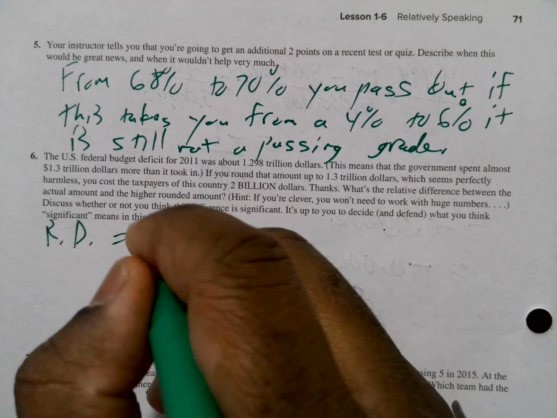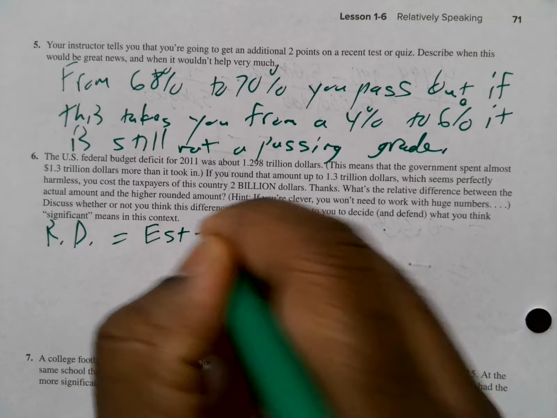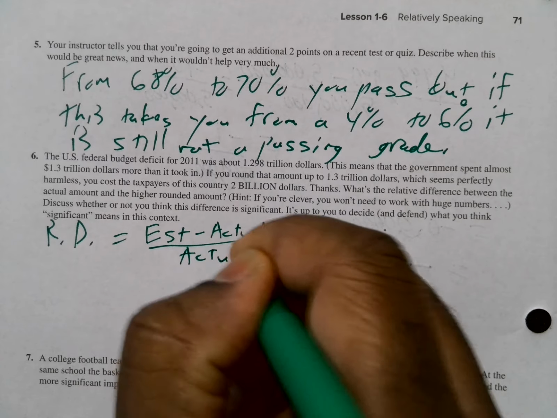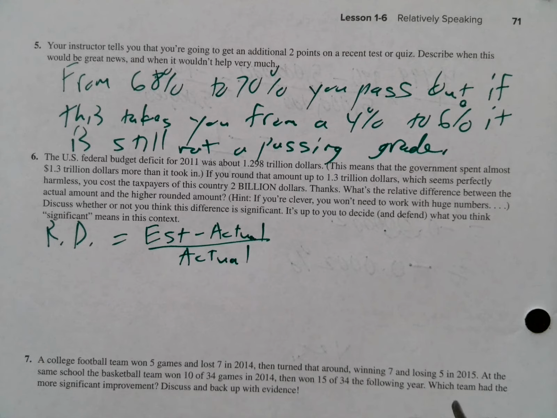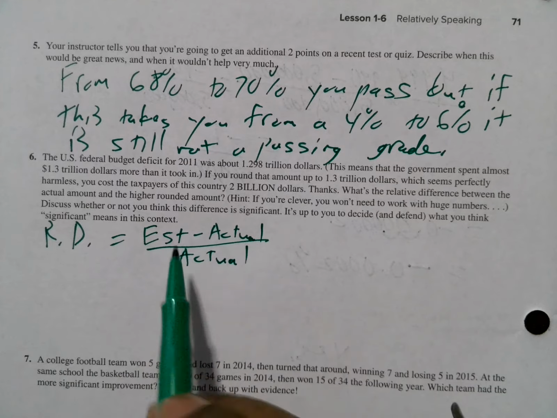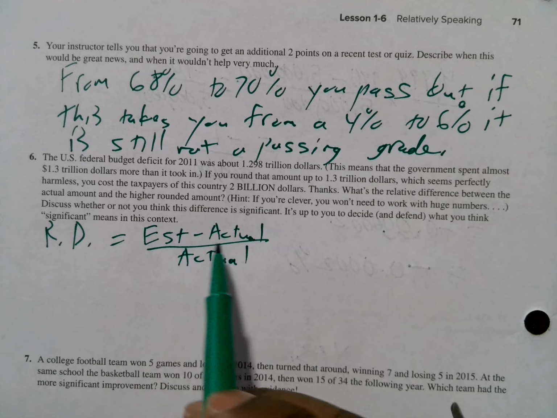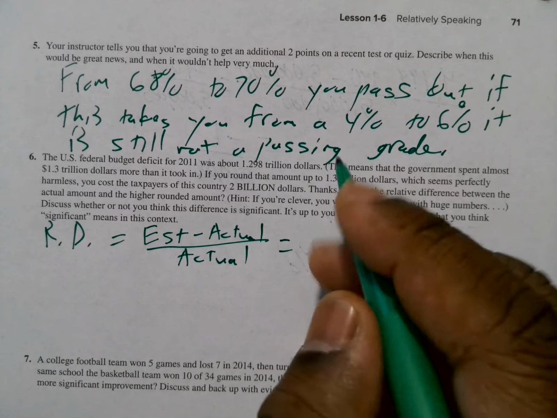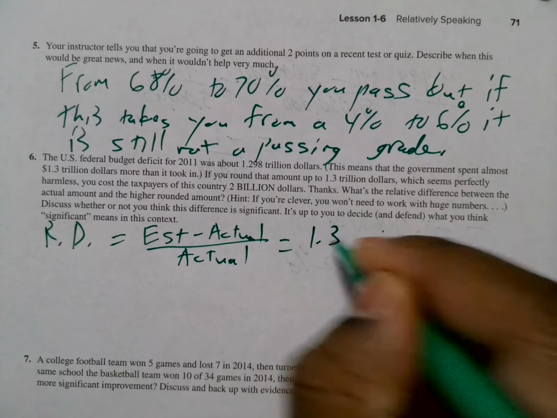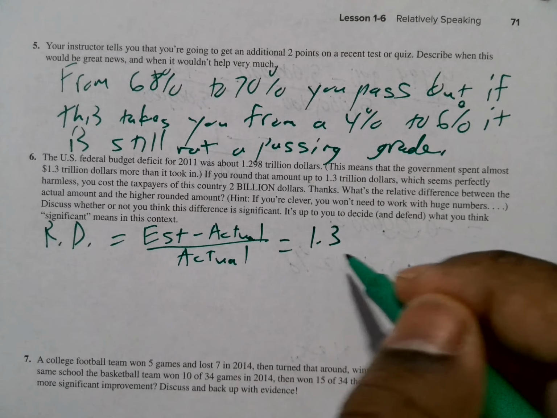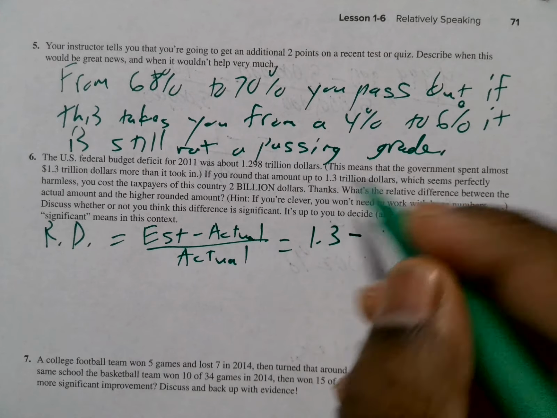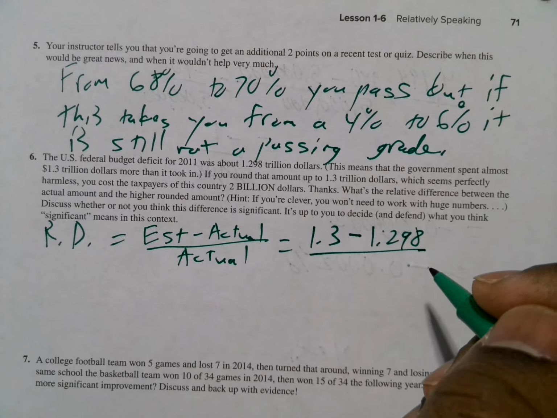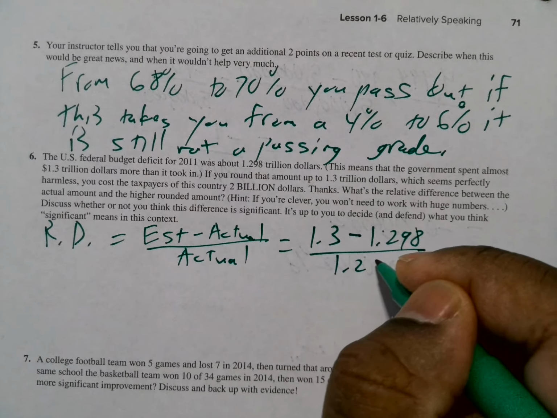And the relative difference here would be the estimate minus the actual divided by the actual. Now we're used to dealing with new minus original divided by original, but the estimate would be your new value. The original would be your actual value. So the estimate here would be 1.3 billion. So we could just put everything in billions. So it'd be 1.3 minus the actual, which is 1.298, divided by 1.298.